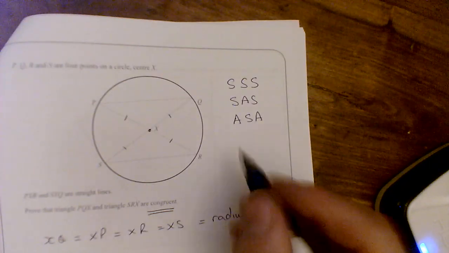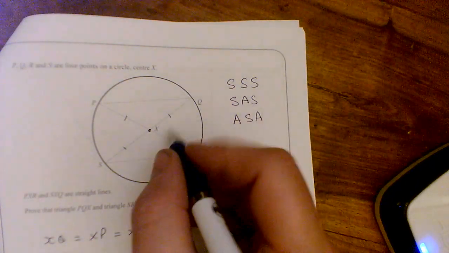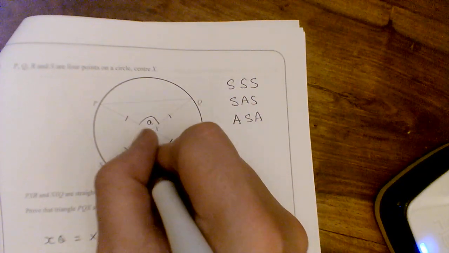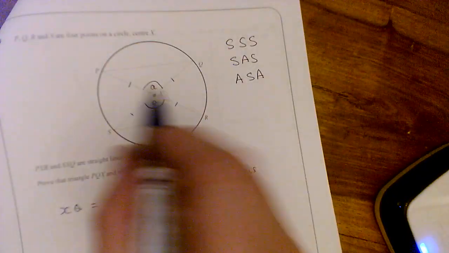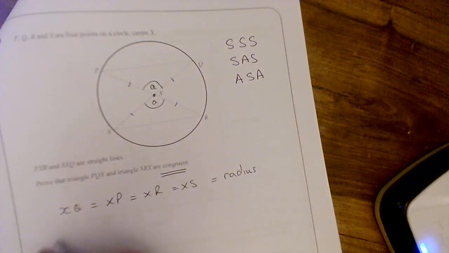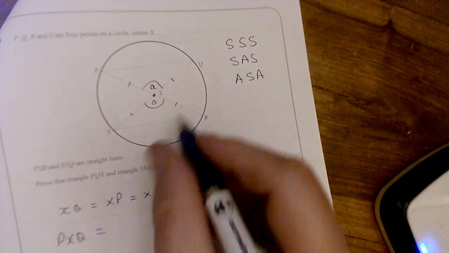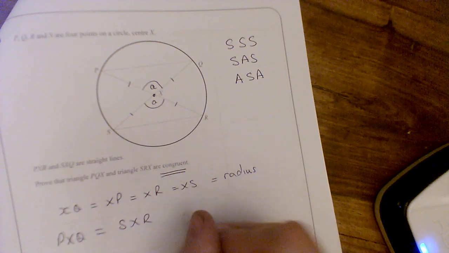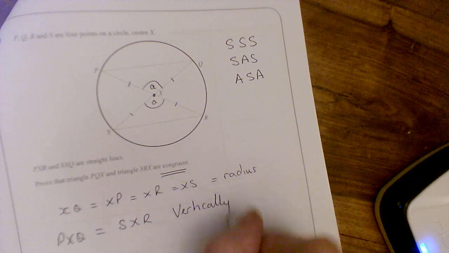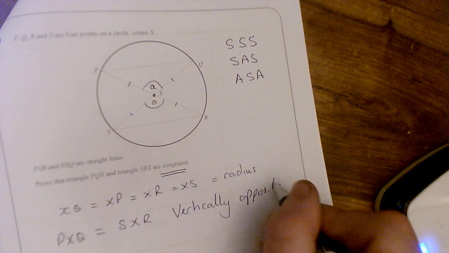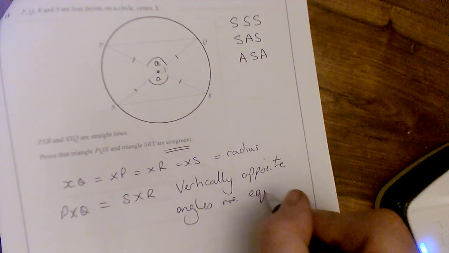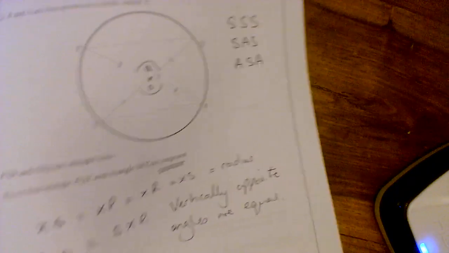Next thing, I've got all the sides are the same so far. I can see this angle in here, which I'm going to call A. If I call that A, then this angle must be A as well. So angle PXQ is equal to SXR, and that's because vertically opposite angles are equal. So we know those two angles are the same because they're vertically opposite angles, which are equal to each other.